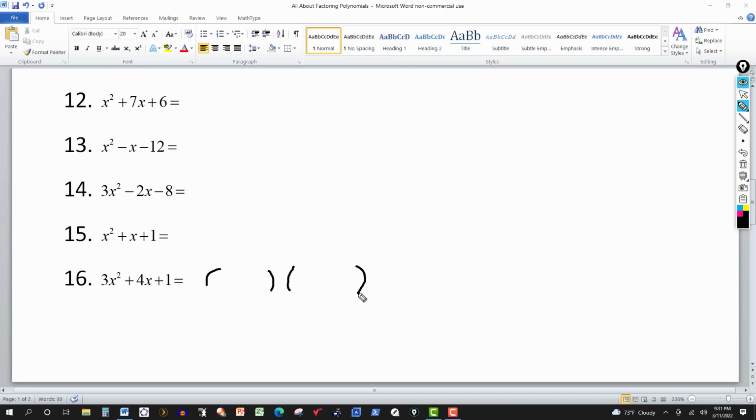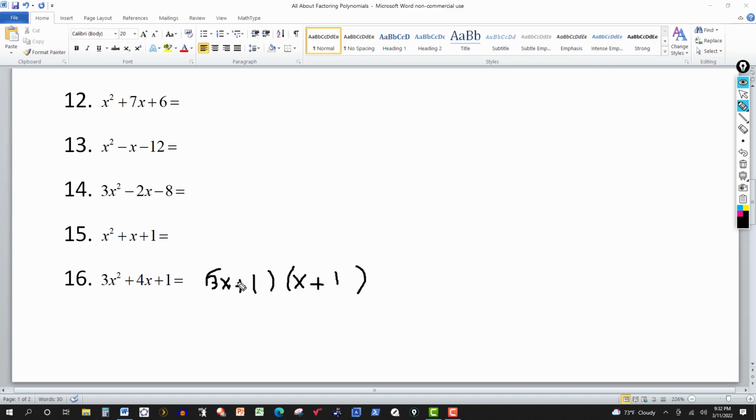So we assume it's going to factor. No common factor, so we leave it the way it is. We know 3x squared, the only combination there we can use is x and 3x, or 3x and x. That's it. The third term is positive, so both signs in the parentheses will be whatever the middle term is, so it's plus. Put a plus and a plus. This is the only combination we can have.